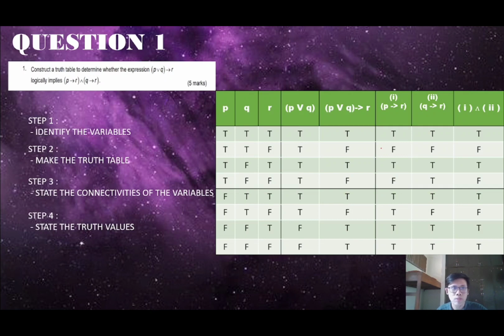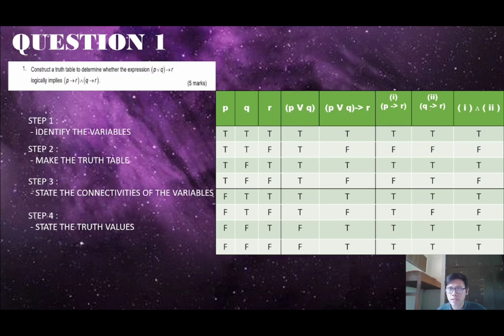Next, we need to do the second expression, where the second expression says P implies R. For the first part, checking both of the variables, it becomes true. True, false becomes false, true, true becomes true, true, false becomes false, false, true becomes true, false, false becomes true, false, false becomes true, false, false becomes true.